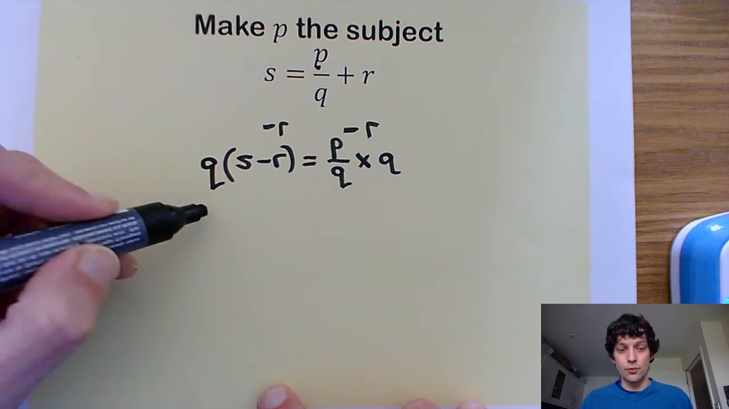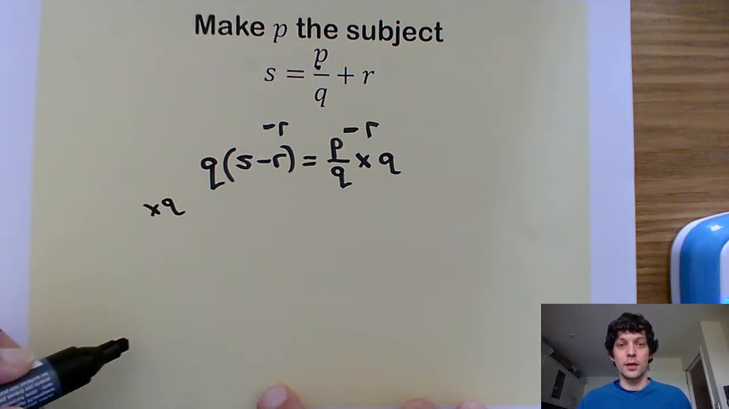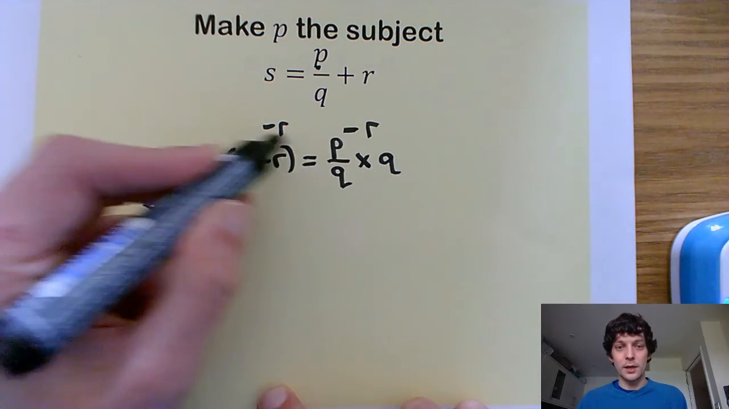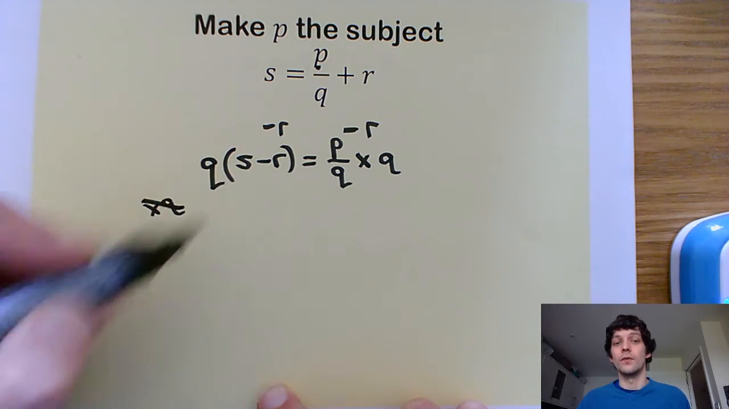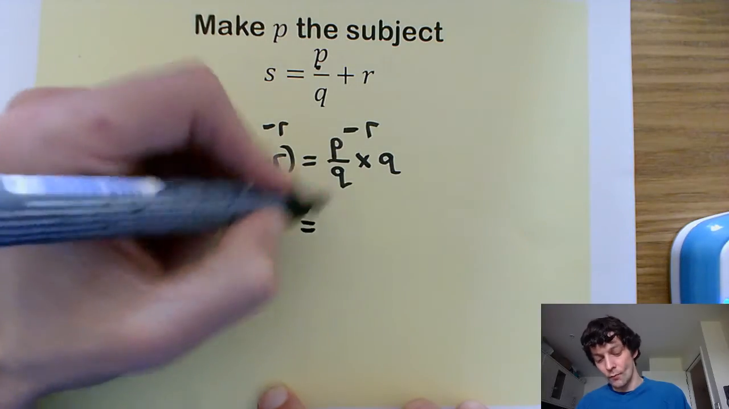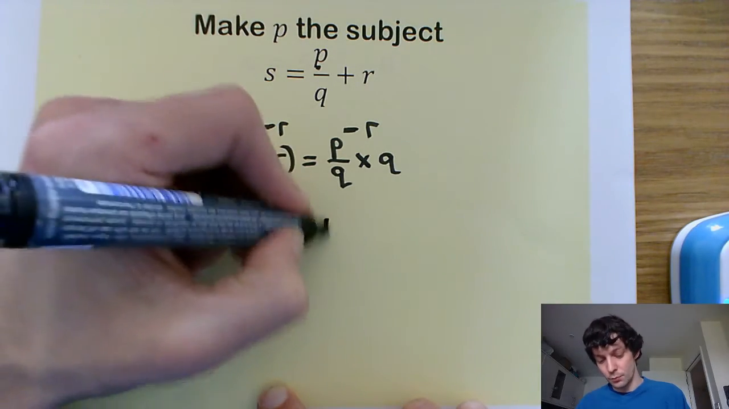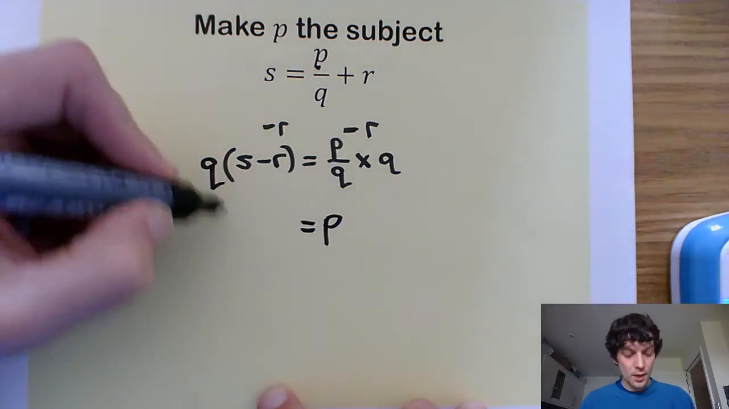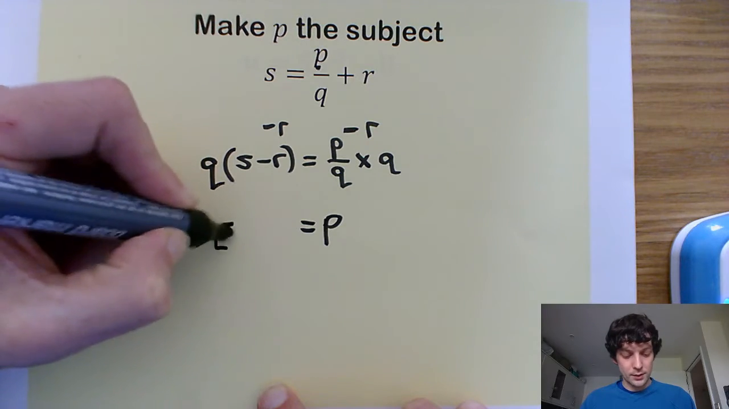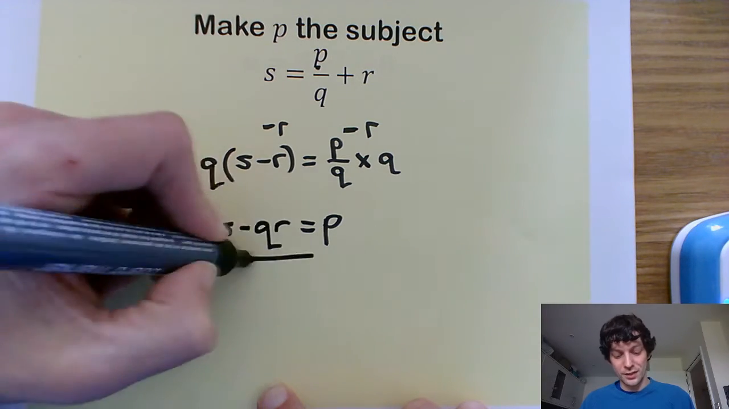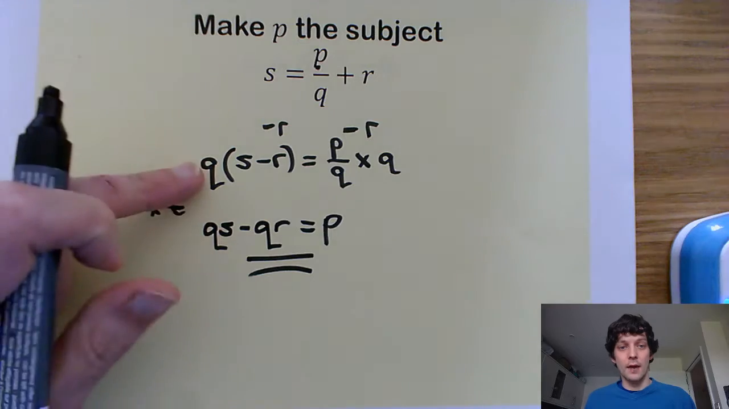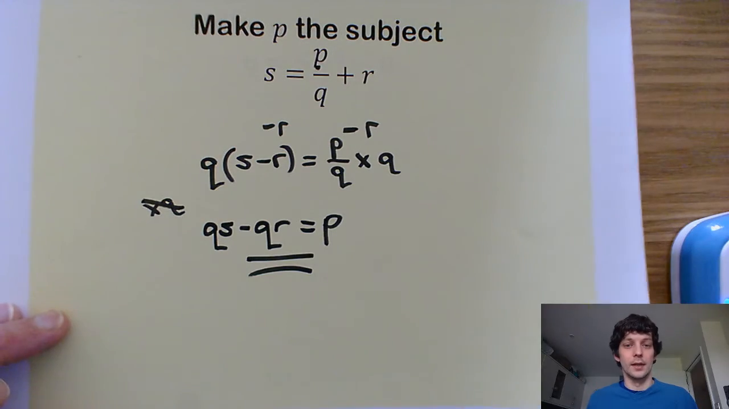Sometimes people would just write "multiplied by q" at the side. I prefer to actually show what I'm doing so I don't forget about that bracket later on. p over q times q just leaves us with p. And then we've got qs minus qr. We don't really need to expand that bracket. Either of those versions would work as a final answer on that question.